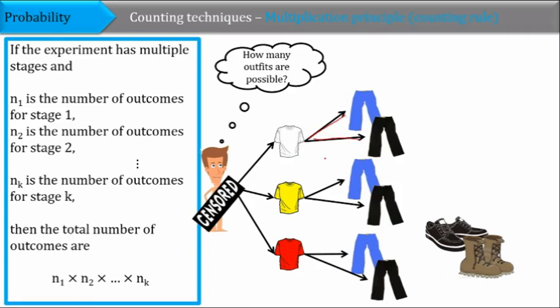Right, so we start off with the white shirt, and from there we can select our 2 pairs of pants. If we go to the yellow shirt, then we have the same situation. We can select any one of the 2 pairs of pants. If we select the red shirt, then again, same situation. Any one of those 2 pairs of pants.